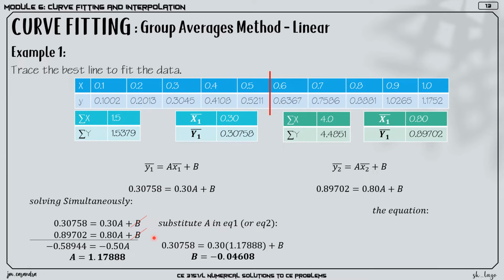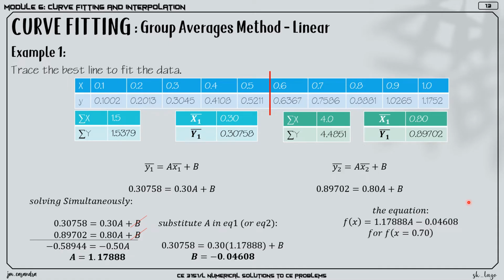So therefore, the equation now that would best fit the data given will be written as the function of x is equal to 1.1788x minus 0.0460. So this is the answer that we want to get through curve fitting.